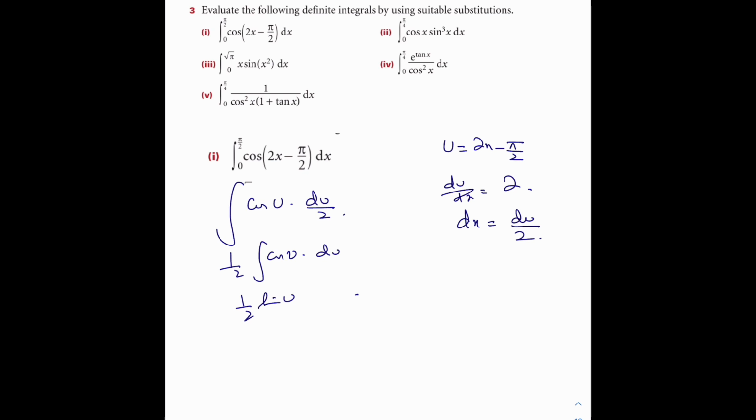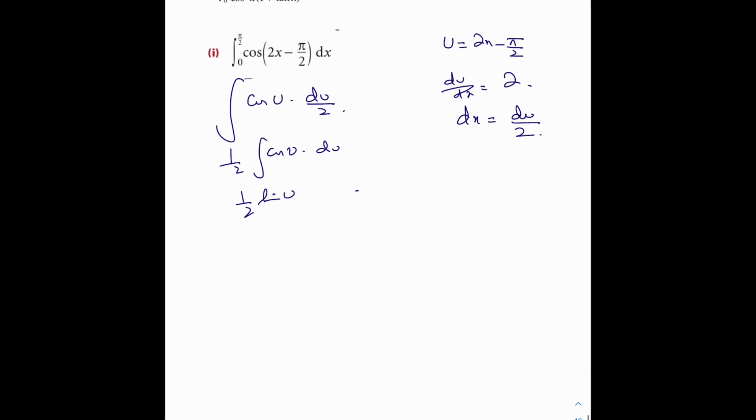So half sin of u, and I am interested in putting the boundaries with x only, so I'm substituting u by 2x minus pi by 2. Now you've got two options here at this point. Either you replace u by 2x minus pi by 2, and put the boundaries.